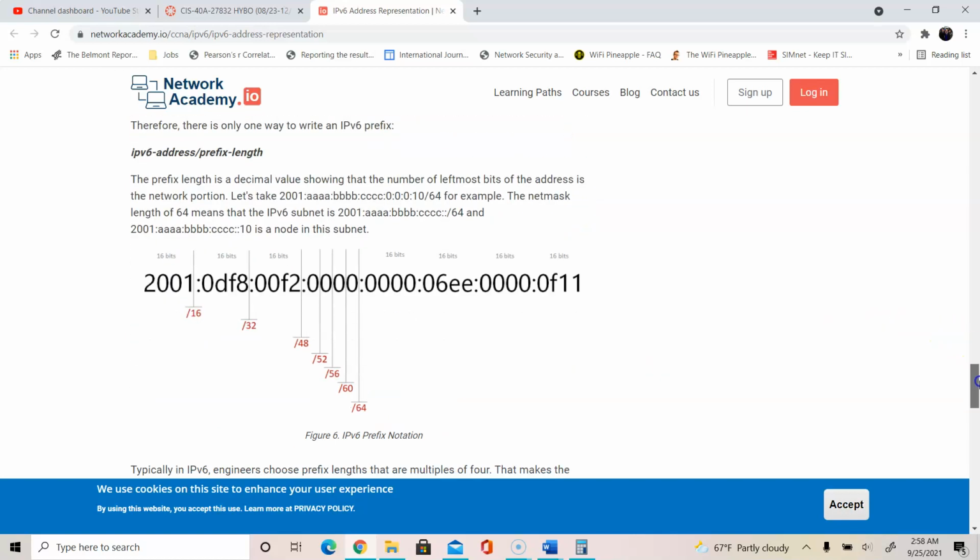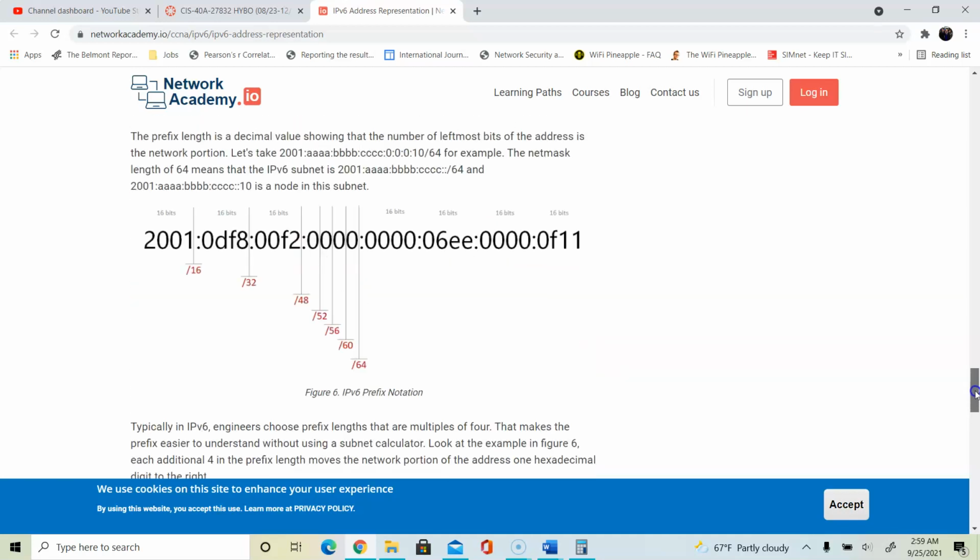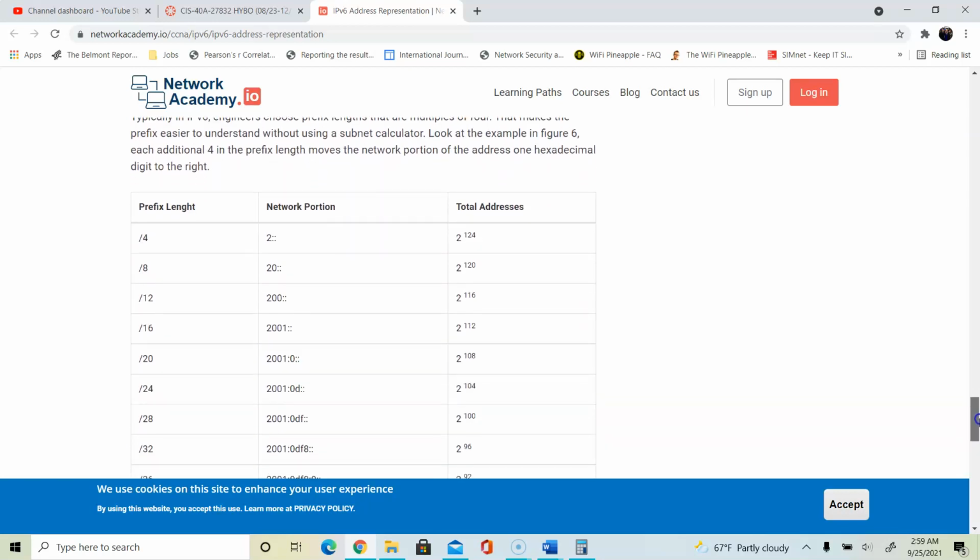So if I put 64, that will be all of these to the left. 64 bits that's used. If I use 32, only the first 2 sections are going to be used, or 32 bits. So this allows us to really indicate the length of the subnet mask in IPv6. It's like equivalent to the 255 where all of them are on, but because an IPv6 address is going to be longer.